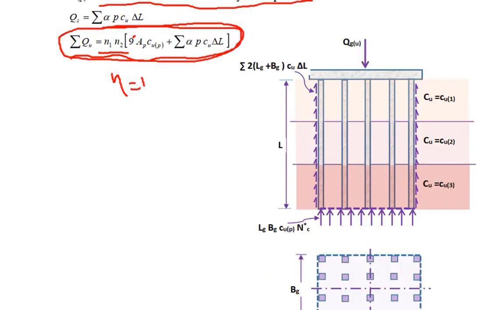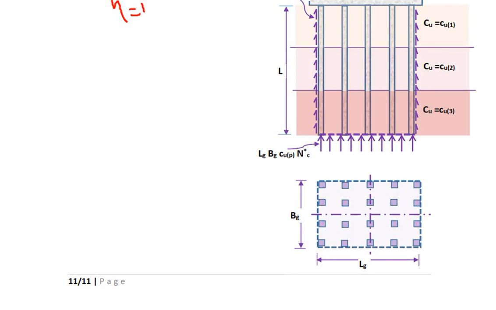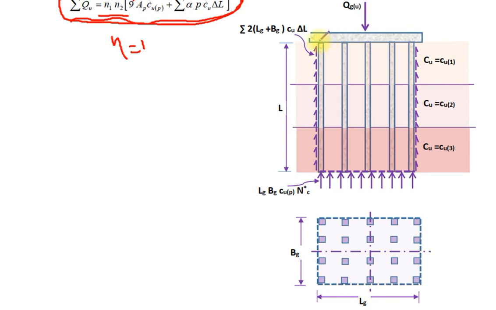In the second step, we assume that the failure is a block shear failure. In a block shear failure, we imagine that all the piles in a block will settle and then fail. In that case, friction will be induced around the block of the piles, as presented here.